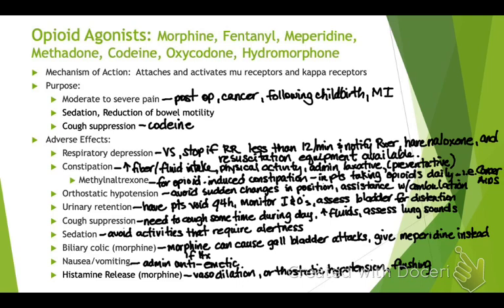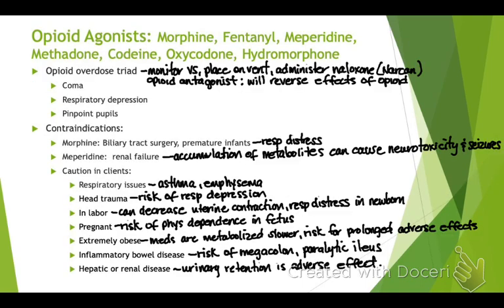Okay, so as we continue now, we're going to talk a little further about the opioid agonist and opioid overdose triad. It refers to the symptoms that you will see when you have a patient that has taken an overdose of the opioids, and it's coma, from the severe sedation, respiratory depression, and pinpoint pupils.